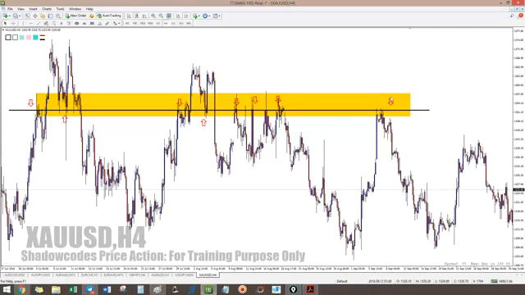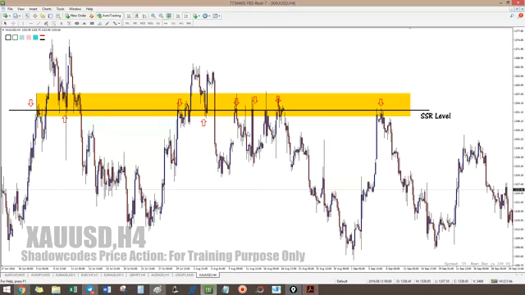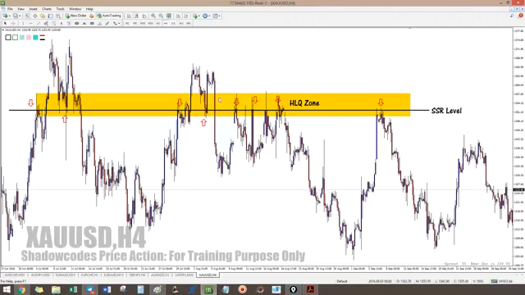Another one here. You will be entering here. So this is SSR level. This is HLQ, high liquidity zone.